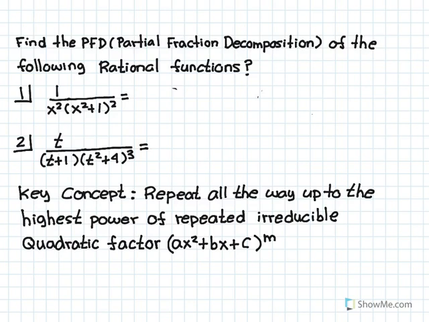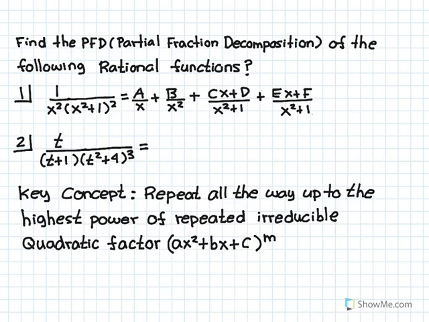All right, so now let's find the partial fraction decomposition of the following rational functions. The first case, we have 1 over x squared times x squared plus 1 all squared. We will write this as a divided by x plus b divided by x squared plus cx plus d divided by x squared plus 1 plus ex plus f divided by x squared plus 1 all squared.